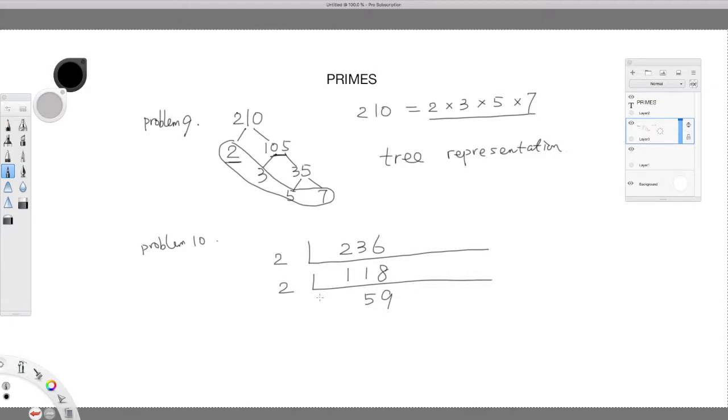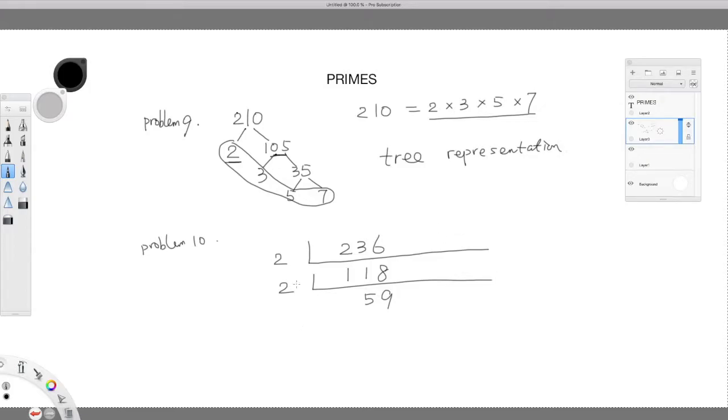Uh-oh, is 59 a prime number? Let's see. 3 is not a factor, 2 is not a factor, 5 is not a factor, 7 is not a factor. Do we need to check 11? Because 11 squared is already bigger than this number, we should stop at 7. So 59 is a prime number.